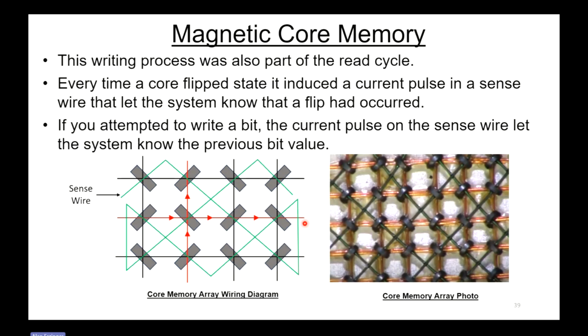And if you attempt to write a bit, the current pulse on the sense wire lets the system know the previous bit value.